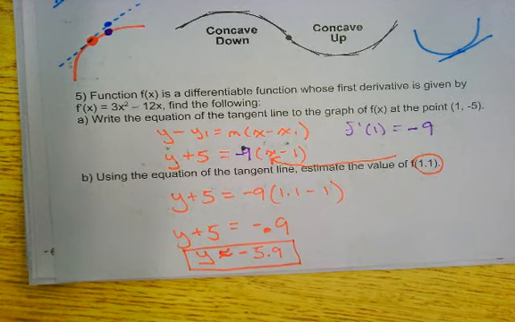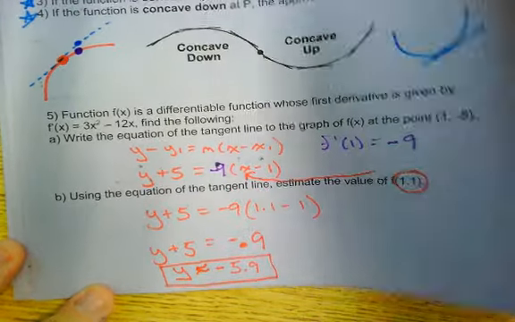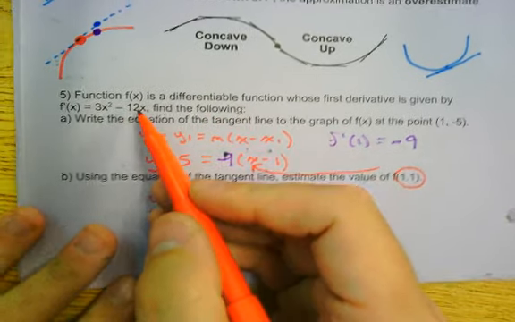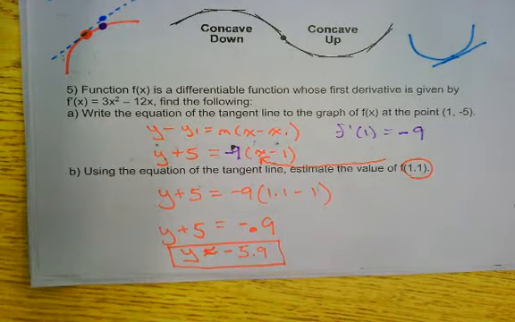Do I have enough information to know if this is an underestimate or overestimate? Why do I not have enough information? We don't know the actual function, so we don't know the concavity. So we don't know enough about the second derivative. So that's the approximation. If you wanted to plug in a 1.1 into here, it's going to be pretty close to this right here.